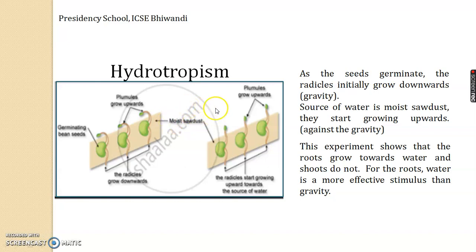Now the source of water is what? It is the moist sawdust. They are growing upwards. Upwards means what? Against gravity. So this complete experiment shows how the roots grow towards the water, but shoots do not. For the roots, water is a more effective stimulus than gravity. So again, in hydrotropism, what you observe is that the shoots show a negative geotropism and hydrotropism, and the roots show a positive hydrotropism.